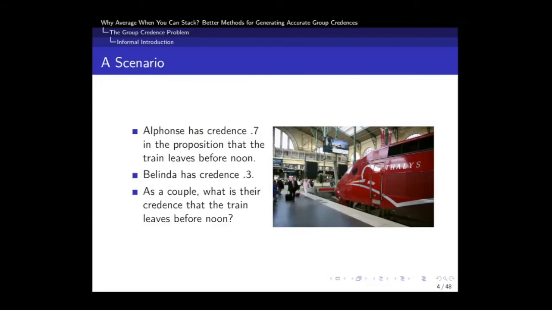Alphonse has credence 0.7 in the proposition that the train leaves before noon, and Belinda has credence 0.3. And so the question is, as a couple, what is their credence that the train leaves before noon? That's the sort of problem that we're trying to solve.